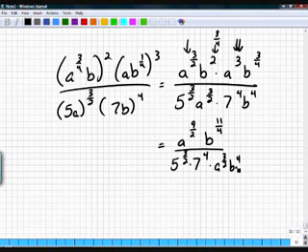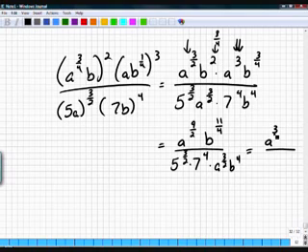Okay, you have a's on top and a's on bottom. Well, what are we going to do? A to the 9th over a to the 2nd. What would you do with those powers there? You'd take away the ones on the bottom. Same thing here. You have a to the 9 halves on top, and you have a to the 3 halves on bottom, which is a to the 6 halves, which is a to the 3rd.